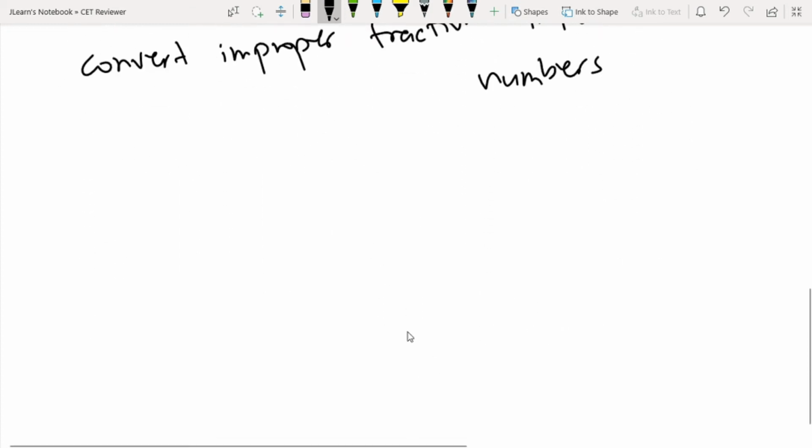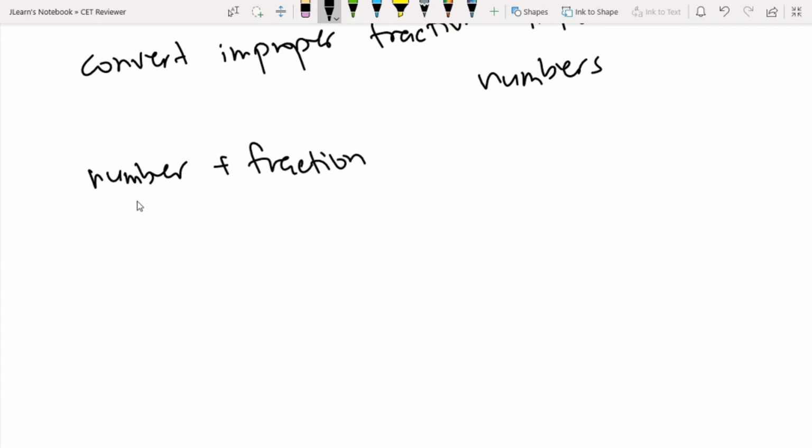So, ano ba yung mixed numbers? No? So, as the word itself says, it is a number, then a fraction. No? So, for example, let's convert 7 over 2 into a mixed number. No? So, how do we do that? We divide the numerator by the denominator. No? So, 7 divided by 2. So, this is 3, then 6, then 1. So, we have a remainder of 1.